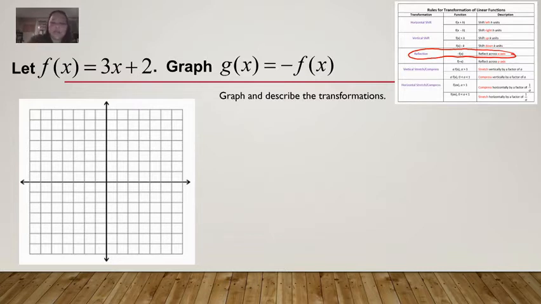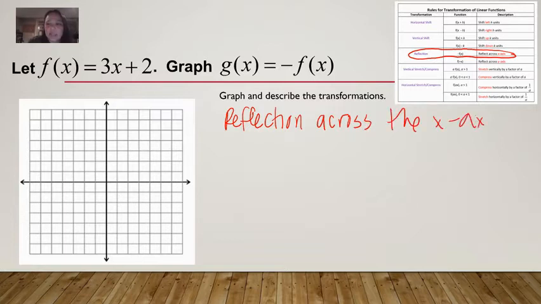Okay, so we're going to write, what is the transformation? We're going to say reflection across the x-axis. Okay, and how do I know that? Because of the rule. But I'm also going to physically show you how that occurs.